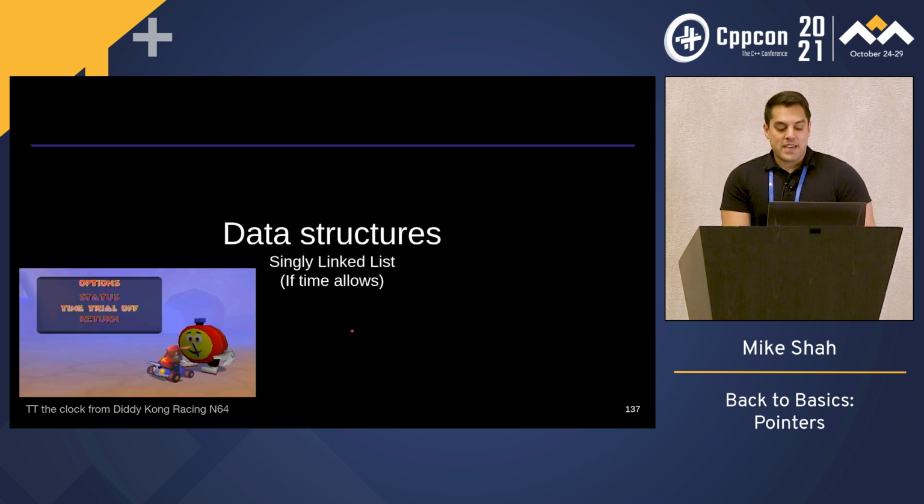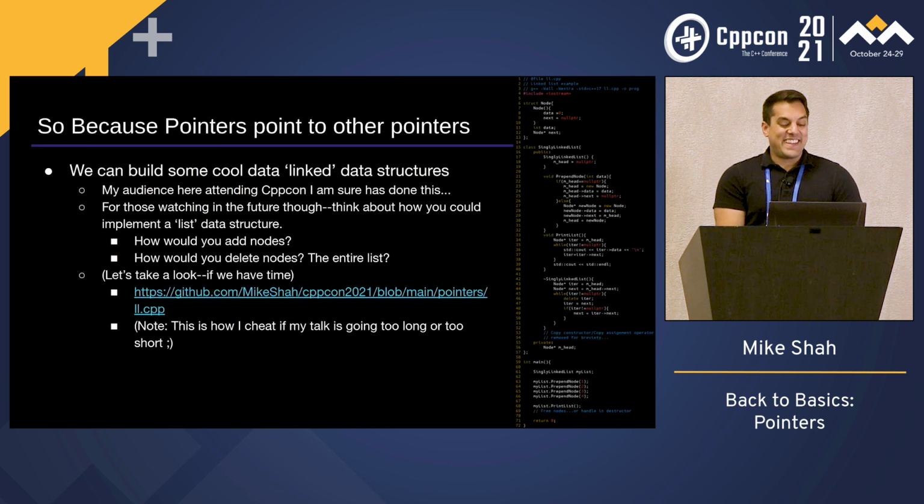All right, so I have my "if time allows" section here. This is my way to cheat when I'm giving a talk if I'm going too fast or too slow. But because we can have pointers to other functions and to other pointers, we can create some cool data structures. And this is the common homework here, implementing a linked list data structure. So I have a sample here. Again, you're not going to be able to read the tiny code, but you can visit the link here and think about how to implement this, right? This is an interview question or just a great way to test yourself if you understand pointers.